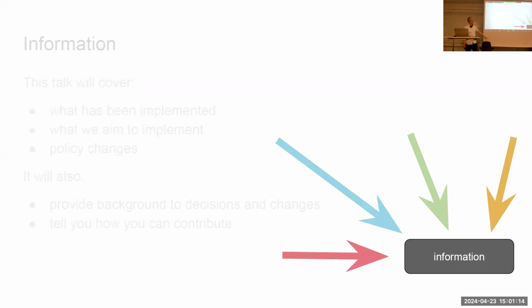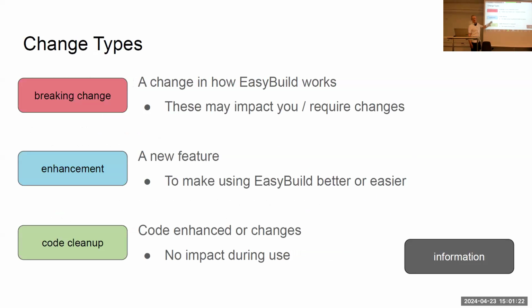You'll see this sort of bit at the bottom right of the screen. Here it says information. There are some other ones that will come up. Breaking change: there aren't too many of those, but that's a change in how EasyBuild works, and that will be, please do something. To use EasyBuild 5, you will have to make a change. But as I said, there aren't too many in that category.